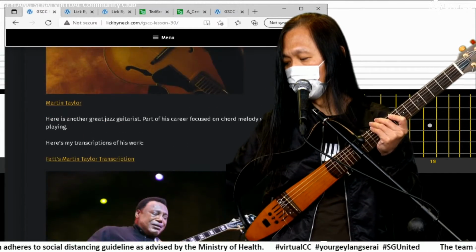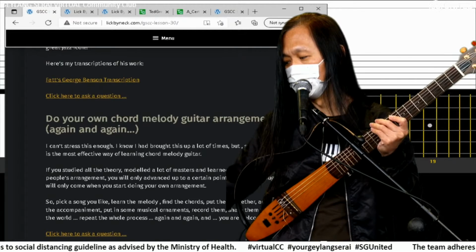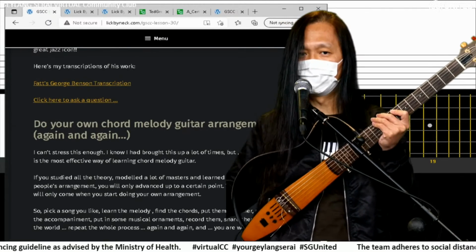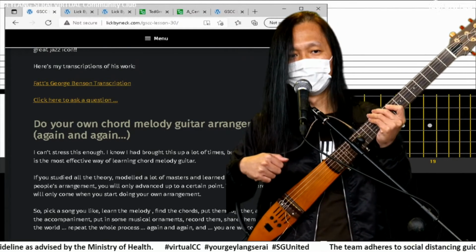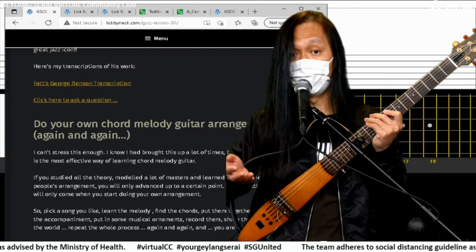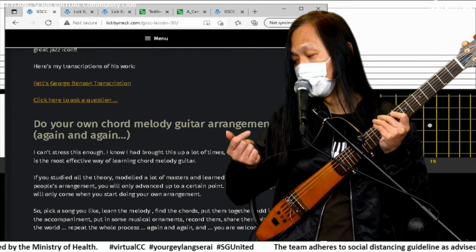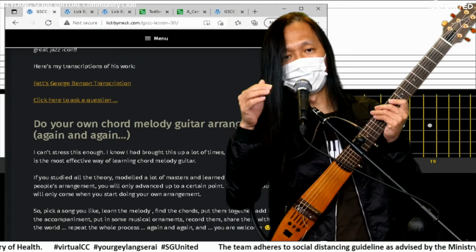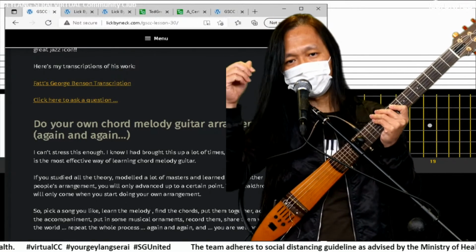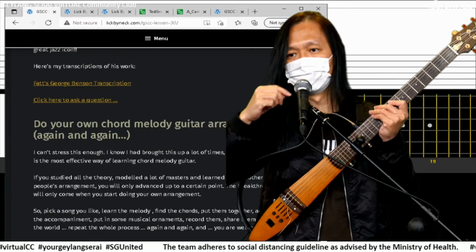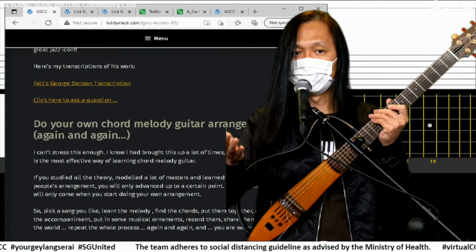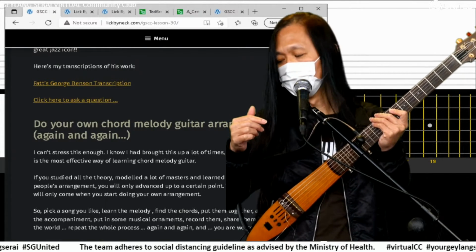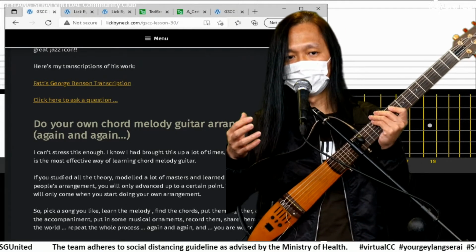Okay, so after that, this is the thing that I want to talk about next. You've got to do your own chord melody guitar arrangement. I emphasize this a few times, that's why I say it again and again. You can study a lot of theory, model a lot of masters and learn a lot of other people's arrangements. If you don't start to do your own arrangement, especially in this solo guitar and chord melody guitar field, in my personal opinion, you will advance, but if you start to do your own arrangement, you will advance much more than if you just study other people's stuff. So start to do your own arrangement.